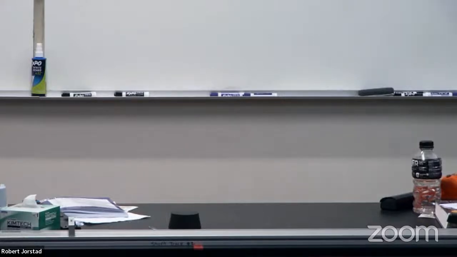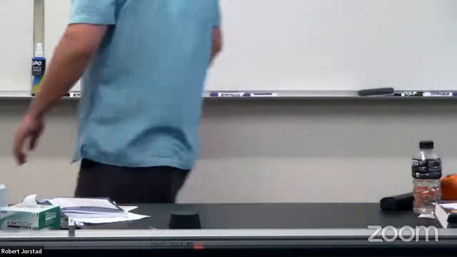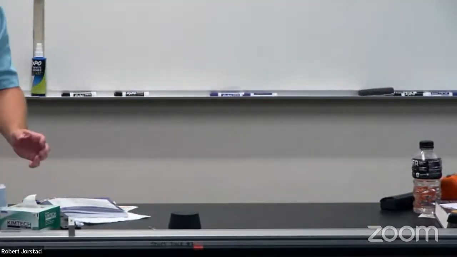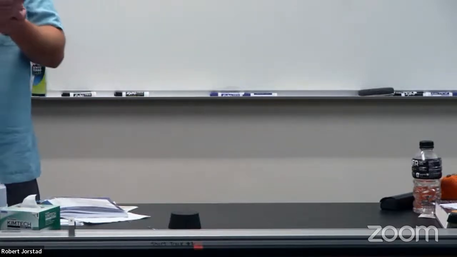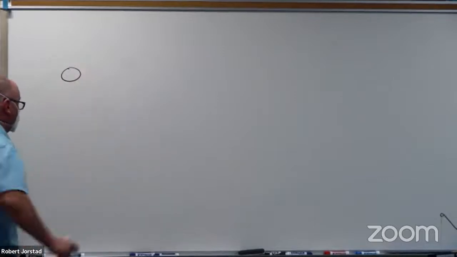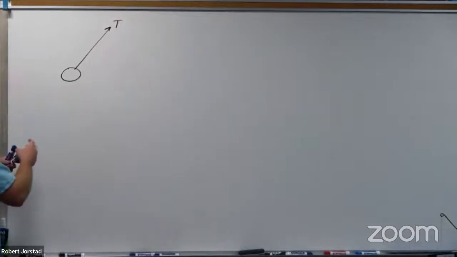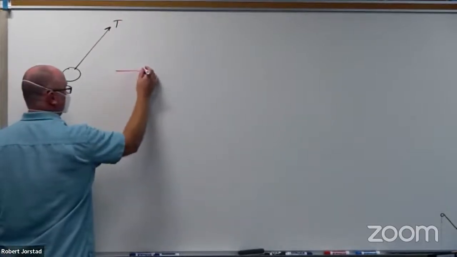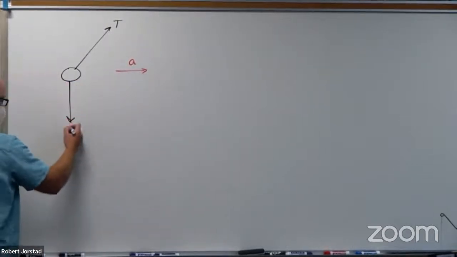Okay, let's draw it on the board and analyze it. Okay. So here's what's actually happening with the ball. The ball is here. There's tension up this way. The ball we see is accelerating this direction. There's a gravitational force downwards.